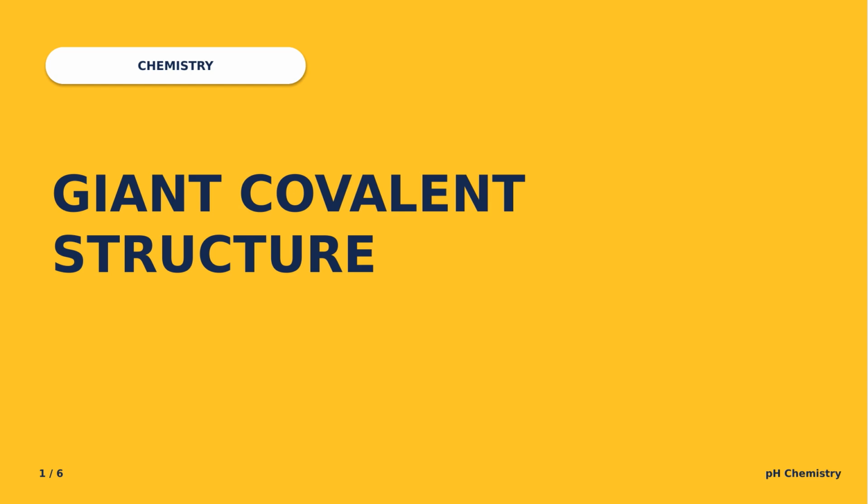Today's explainer is the giant covalent structure: diamond, graphite, silicon dioxide. By the end of this video, you'll know why these melt at thousands of degrees and why only graphite among them conducts electricity.